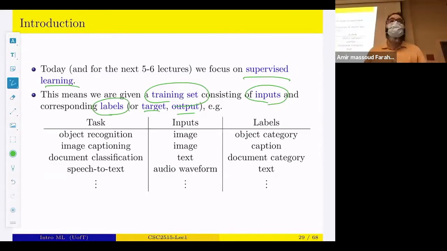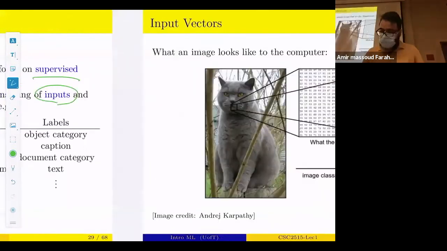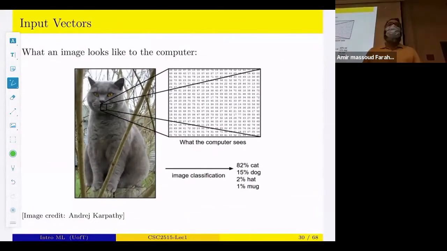And there are many different problems of this form. We suggested several examples last time. So we usually convert a problem to an input vector. Almost all machine learning methods that we talk about in this course receive a vector as their input, because that's a way that we can abstract away the details of the problem and focus on the algorithm.